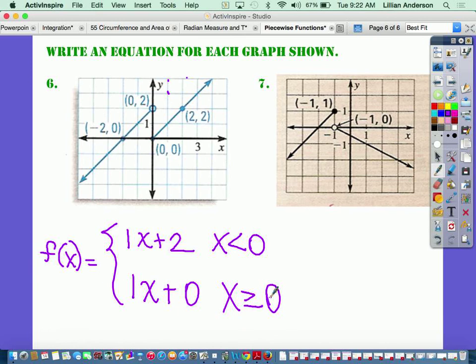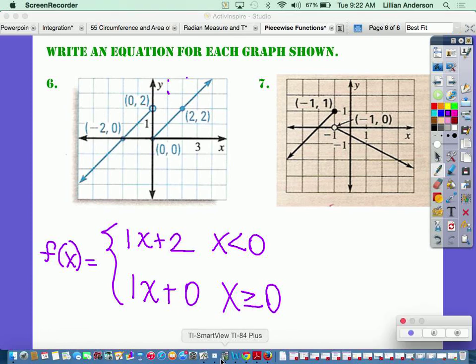Okay? So again, if they're lines, you know you need a slope, and you know you need a y-intercept, okay? So you figure out where it crosses the y-axis, you figure out what the slope is, and then you put your restrictions on it. Your homework is practice on piecewise.